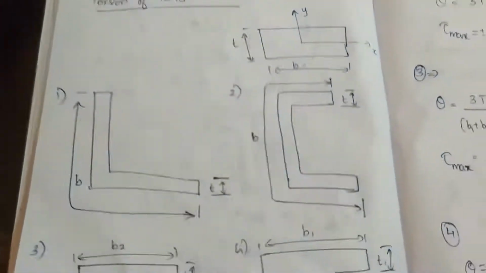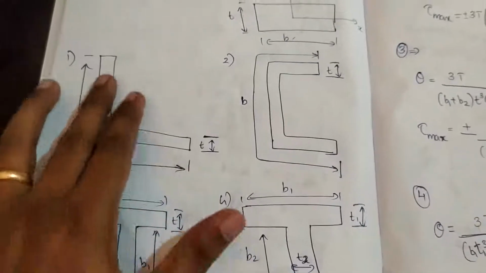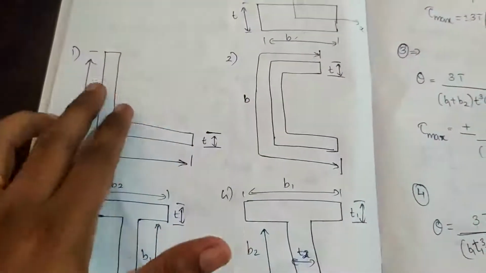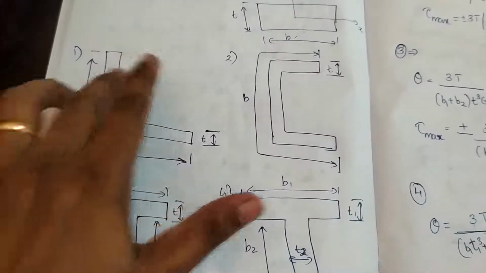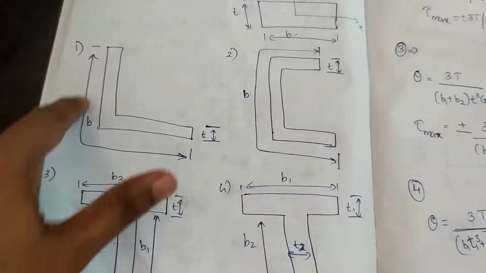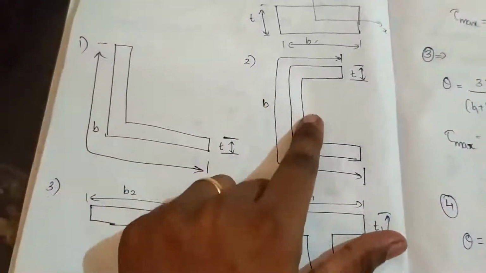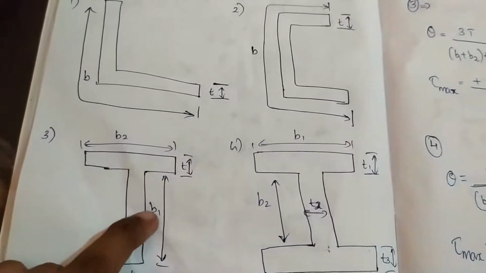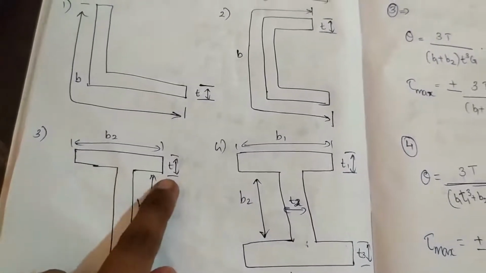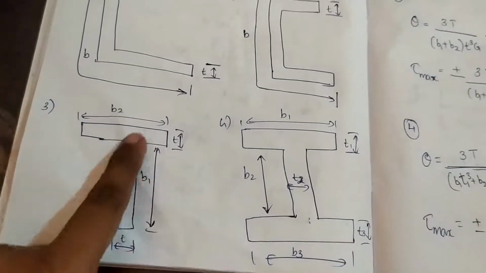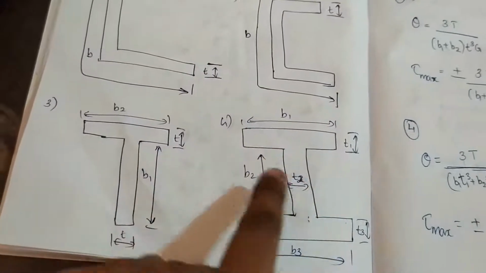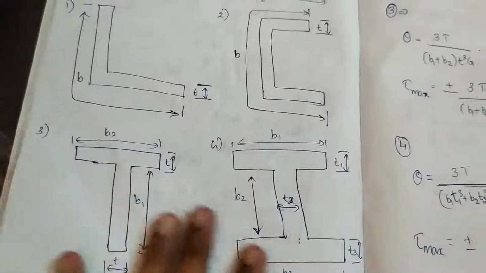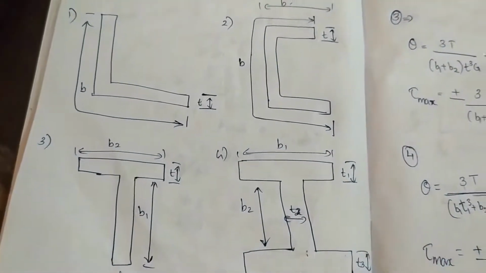So this is how I have managed this breadth. Here you have only one breadth, total distance given as B. Here also the total distance is B. But here I have put B1, B2 and T, the same thickness. And here B1, B2, B3 and T1, T2, T3. So in all of these I have named things differently. I will tell you why.